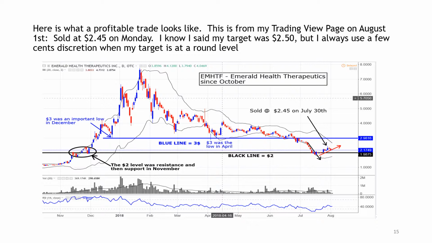Then the thing rallies. I had a 250 target, but like I said, I took a couple cents discretion and sold it at 245. So, bought it at 2, sold it at 245. That's a nice little trade. And again, I know nothing about this stock other than they're some kind of marijuana biotech stock. And who knows, maybe it's garbage and maybe it's going to zero, like a lot of these things are. But it's just an example of how, again, oversold at a support level, trend line break, that's a simple way to make profitable low risk trades.